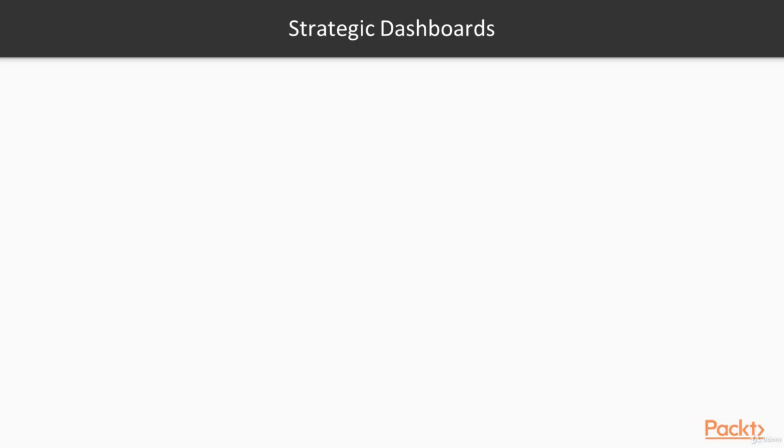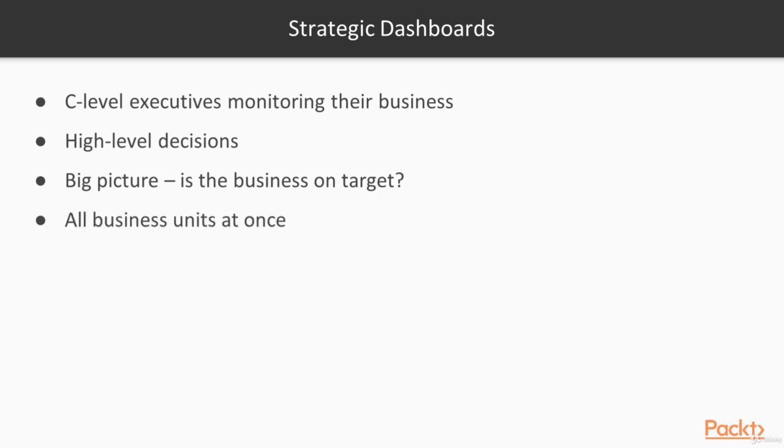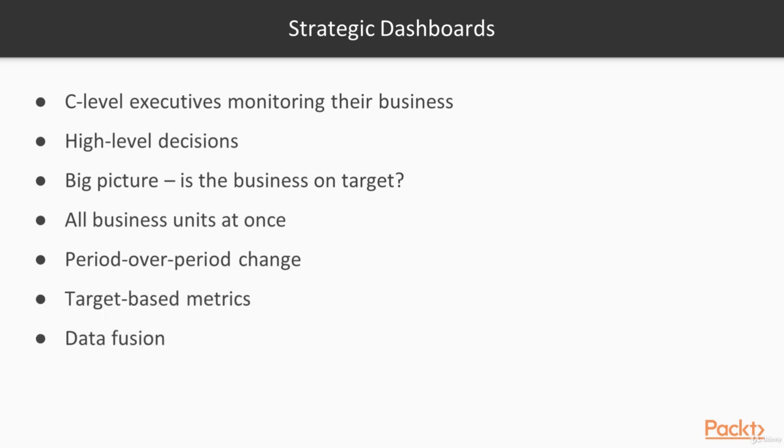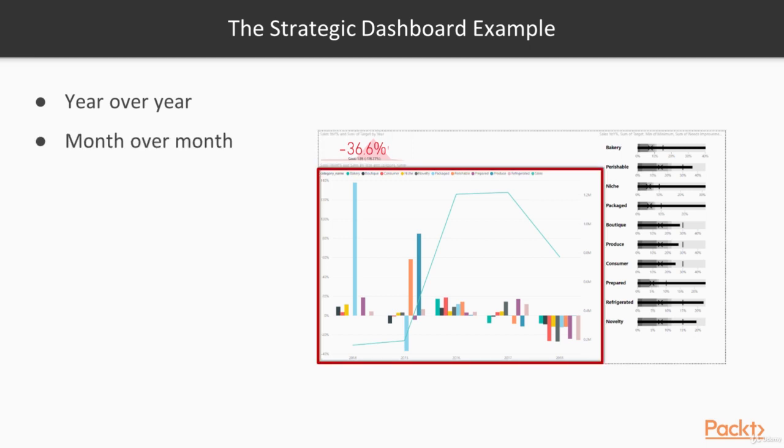Strategic dashboards are typically aimed at C-level executives looking to monitor their business and make high-level decisions. They need to see the big picture. Is the business on target? And they need insight into all of their business units at once. Thus, strategic dashboard hallmarks often include period-over-period change, target-based metrics, and data fusion, mashing up data from multiple lines of business. To this end, we'll start by calculating year-over-year and month-over-month metrics, using them for charts and KPIs.